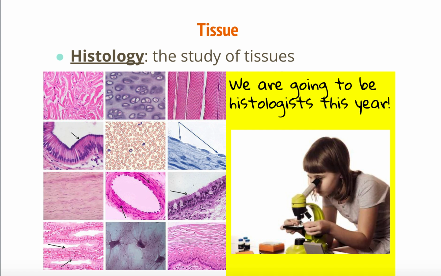So a big thing we're going to do a lot throughout this year is looking at different tissues found in major organs and organ systems. And when you look at tissues and review them, both for their form and their function, their anatomy and their physiology, we call this histology. Histology is the study of tissues. And we're going to be histologists a lot this year.